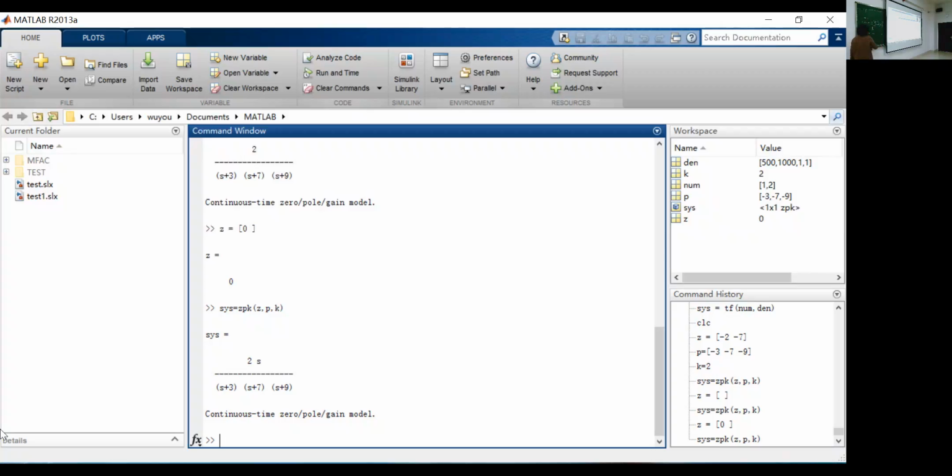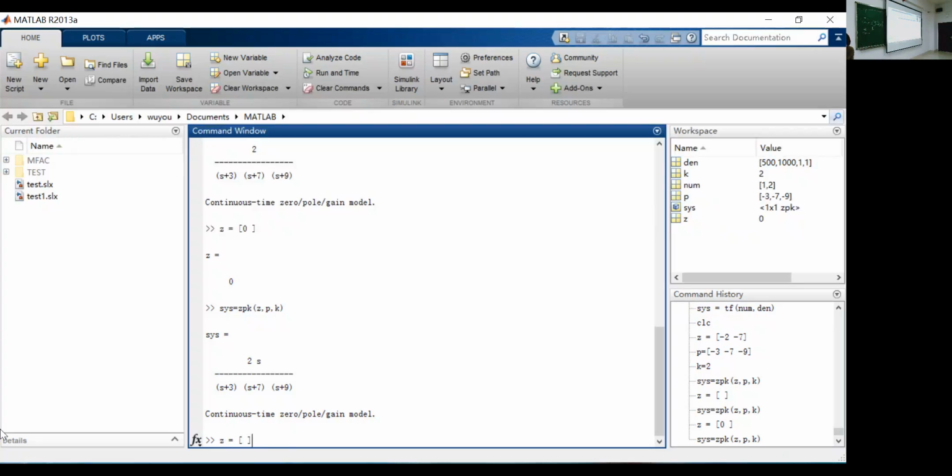TF form. If we do the math, we can just do it by hand, like s squared and so on, right? We can do this by hand. But how to do this in Matlab? How to change G(s) in ZPK form into G(s) in TF form? We can use the code ZPK to TF.